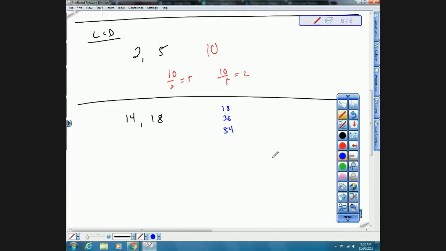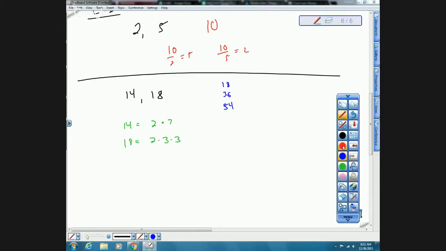But I got to show you this other way, because if I have 14 and I break it down, it's 2 times 7. 18 would break down to what? 2 and 9. So 2 times 3 times 3, right? Because 9 would break down to 3 and 3.